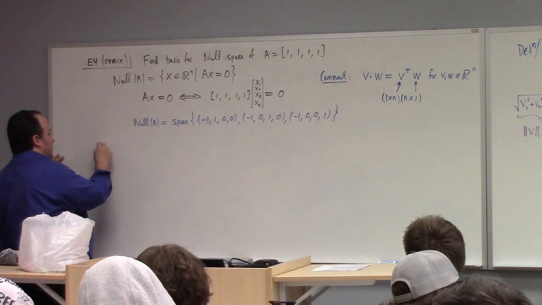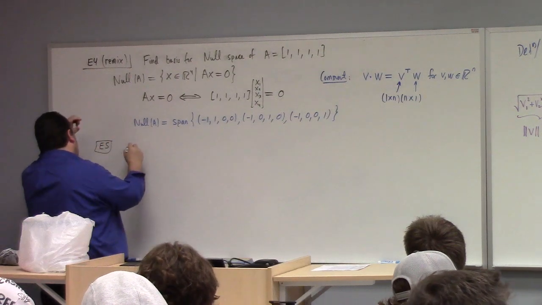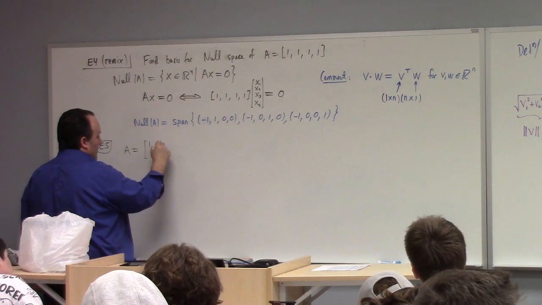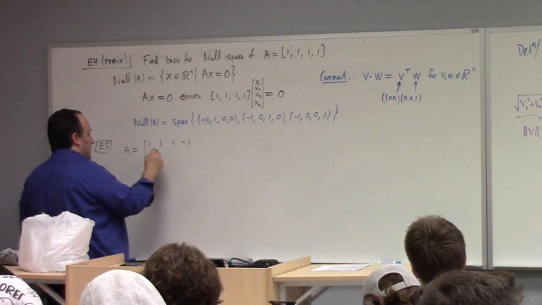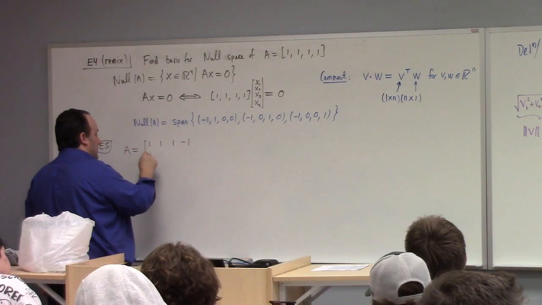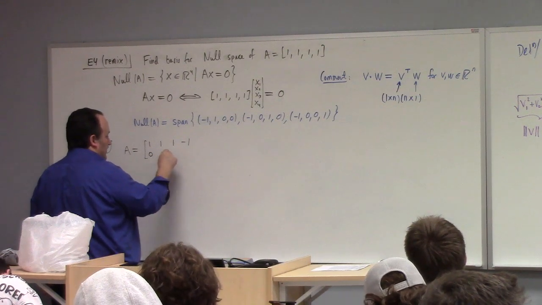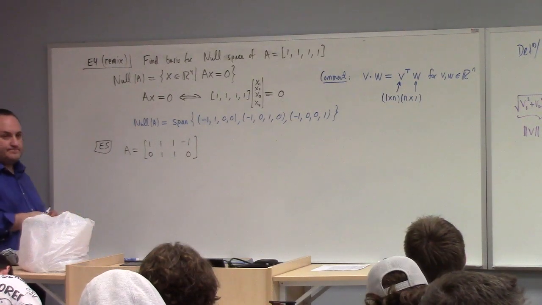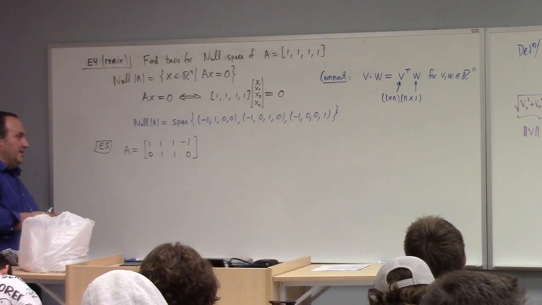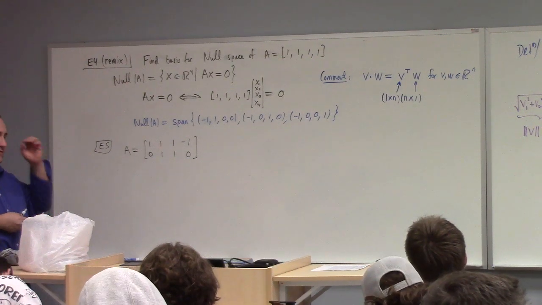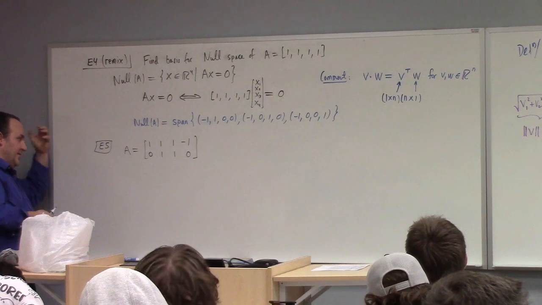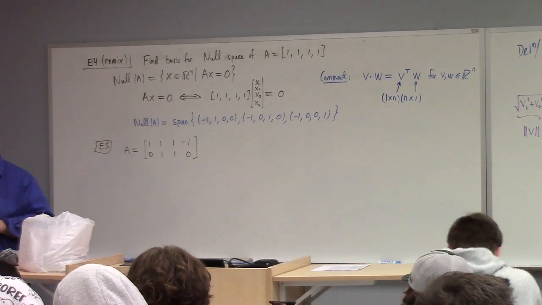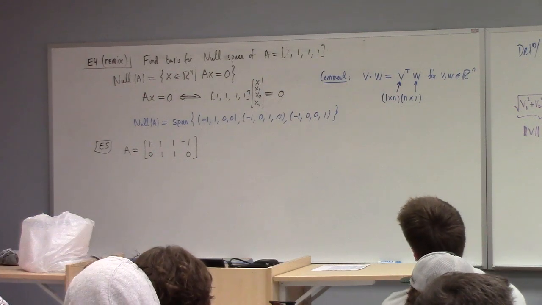Example 5. Let's suppose that we have A equals 1, 1, 1, 1, minus 1, and I don't know, 0, 1, 1, 0. All right? I want to find two things. I want to find the basis for the column space of A, and also I want to find the basis for the null space of A.